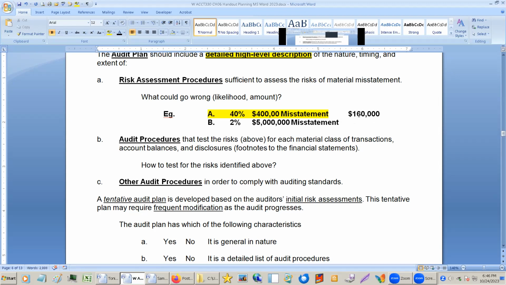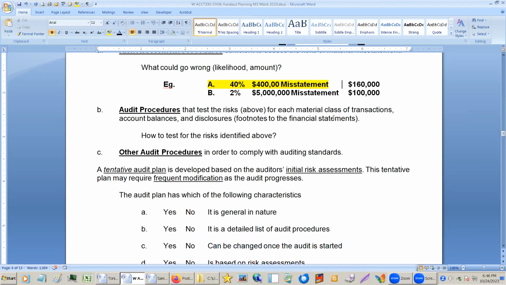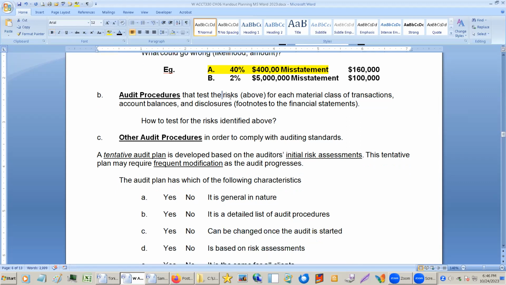What's 2% of 5 million? 1% would be 50,000, so 2% is 100,000. The overall risk for this one is actually even less. So the 400,000 is the bigger risk. You'd probably spend a lot more time on this one than on the one that is fairly remote. Yeah, it's a bigger amount, but it's not likely. This one is actually sort of likely to happen. Okay.